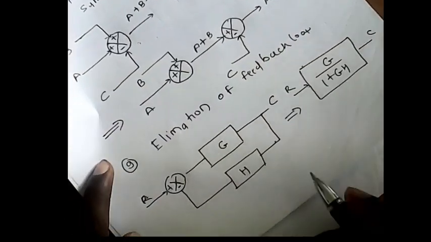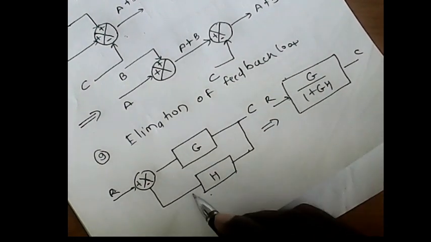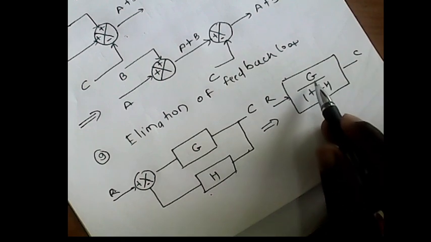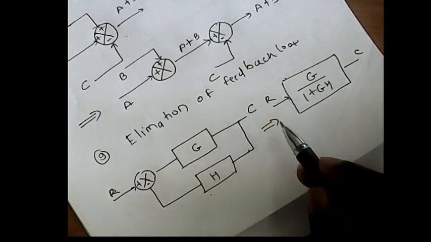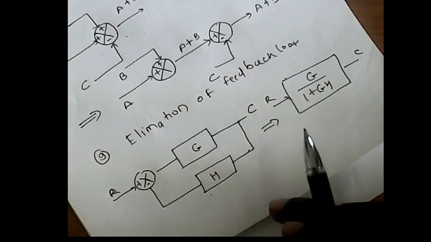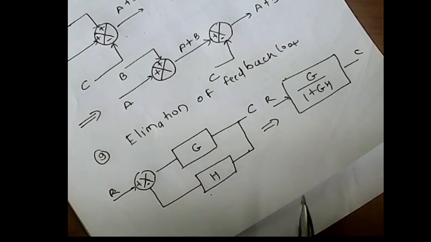So whenever there is negative feedback, the transfer function is G divided by 1 plus GH, and when there is positive feedback, the transfer function is G divided by 1 minus GH. So these are the simple reduction rules, which are very important while dealing with block diagram reductions and solving block diagram examples. So we can stop here. Thank you.